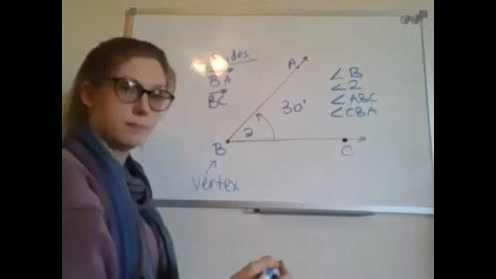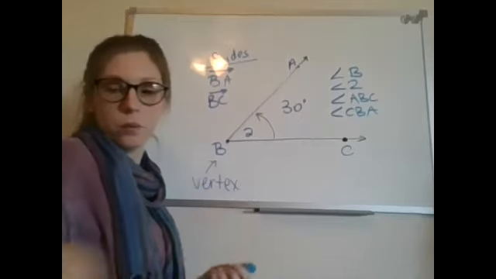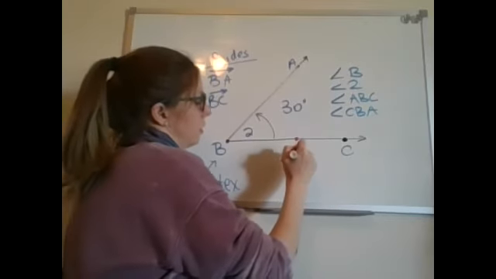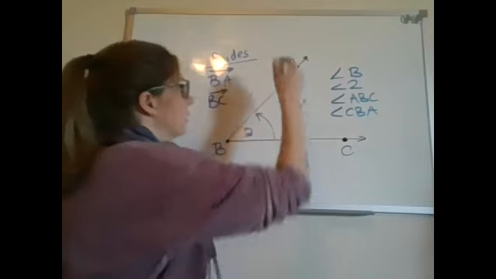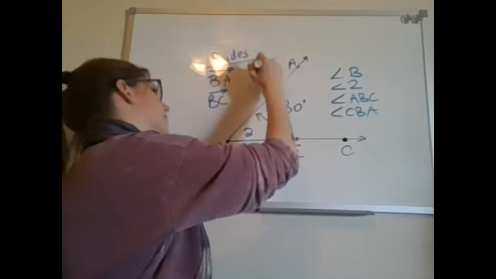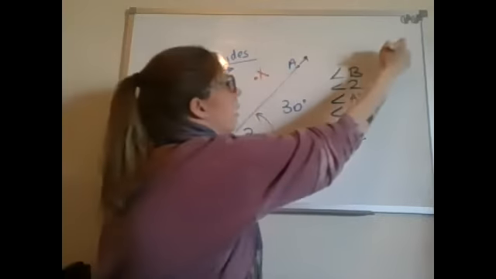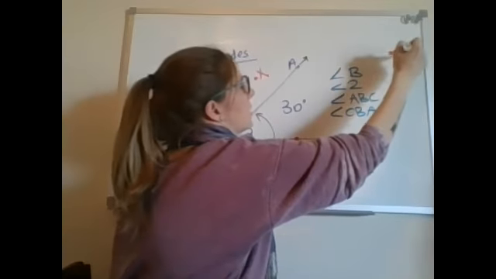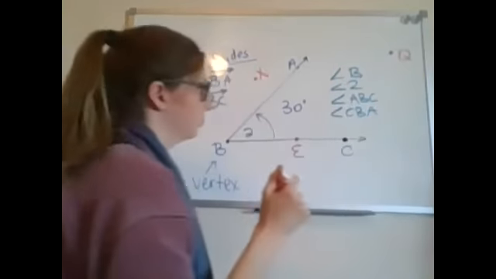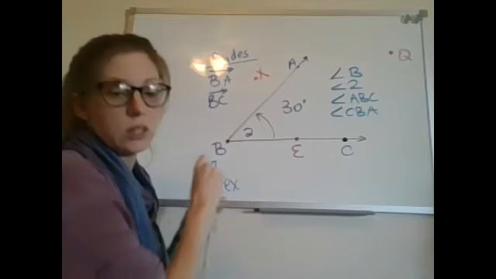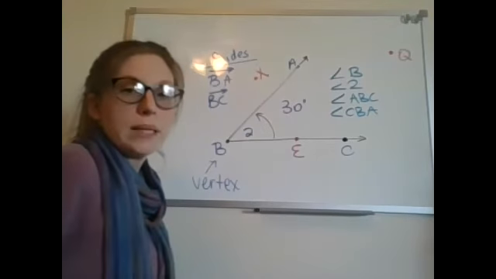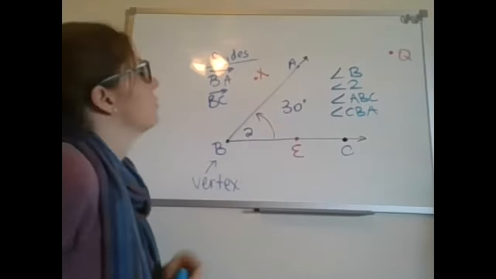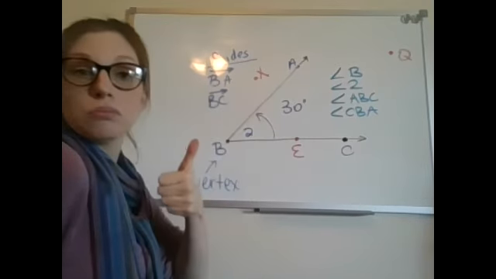All right. Now, what if I put a couple points up on here? I'm going to put one here. I'm going to say this is E. I'm going to put one way over here. I'm going to say this is X. And one over here, which is going to be, I don't know, Q. Okay. So, what point is on the exterior of the angle? If you said point X, good job.